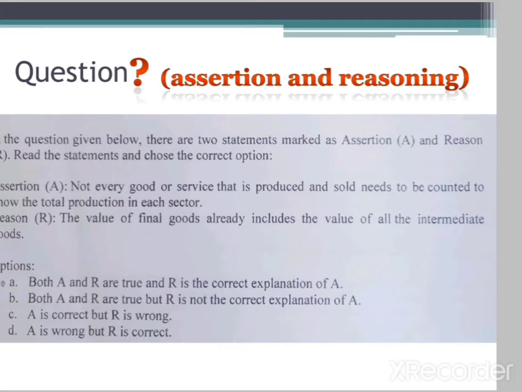I think the reason is correct. The value of final goods already includes the value of all the intermediate goods. That's why we need not count every good or service that is being produced. So I can directly tick my first option, that is, both assertion and reason are true, and reason is the correct explanation of assertion. Such questions are asked in your board exams for 1 mark. This type is known as assertion and reasoning.